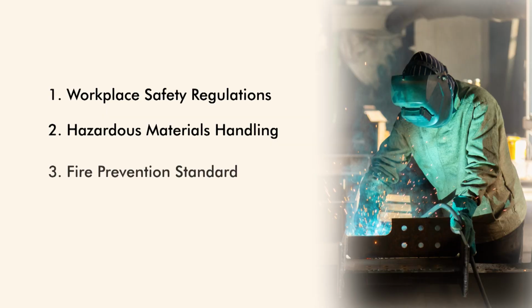Next one is fire prevention standards. Fire safety codes and standards outline requirements for fire prevention measures including fire resistant building materials, sprinkler systems, fire alarm systems and evacuation plans. These standards aim to reduce the likelihood of fires and facilitate safe evacuation in any emergency.